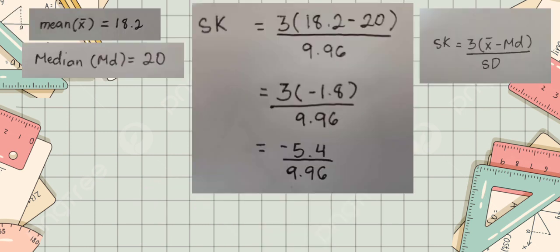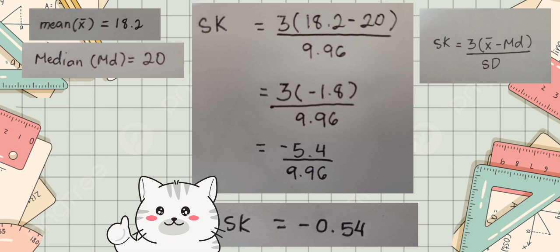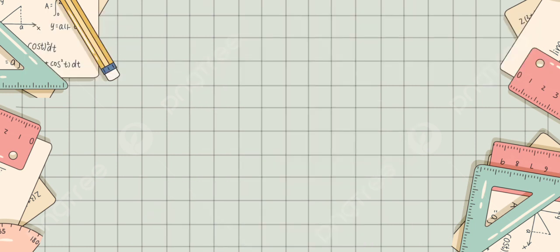Finally, we're going to solve our coefficient of skewness. So, we have 3, then our mean is 18.2, minus our median is 20, over 9.96. Next is subtract the mean and the median. We got negative 1.8 multiplied by 3, so we got negative 5.4. Divide it by 9.96, so finally our answer is negative 0.54, which is our coefficient of skewness.